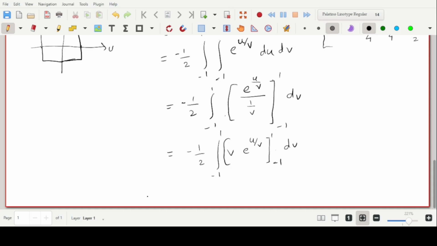All right, so now we shall have to substitute for u. So negative 1 over 2, integral negative 1 to 1, v e to the power 1 over v minus v e to the power minus 1 over v dv.